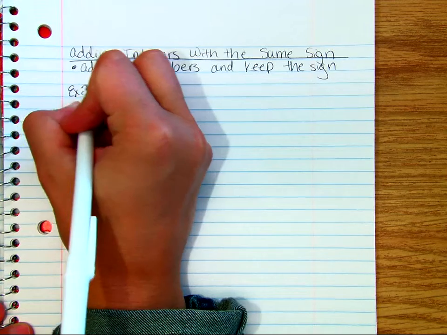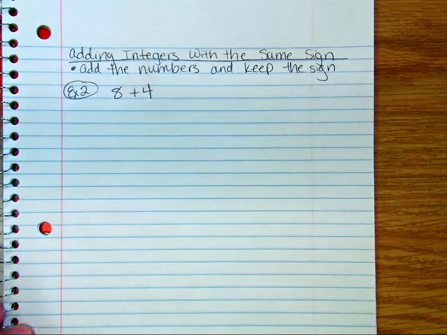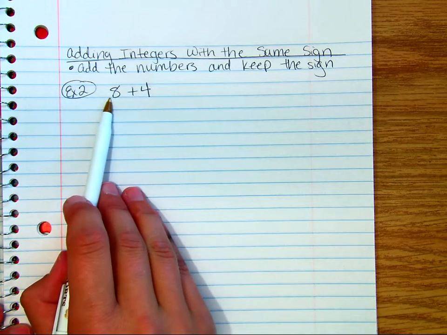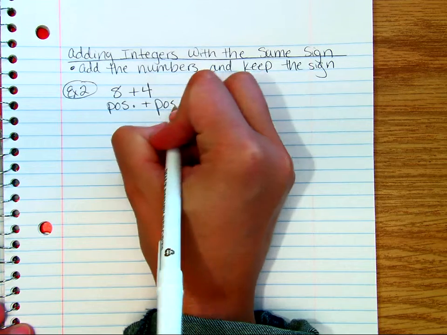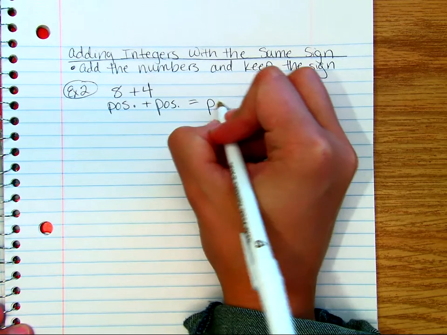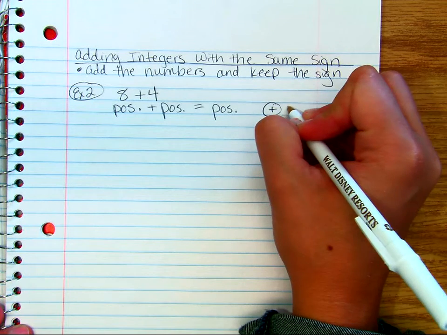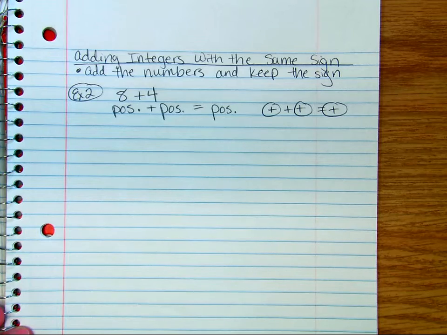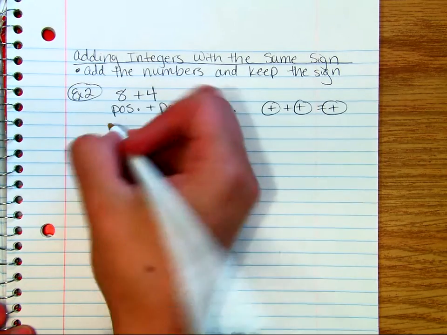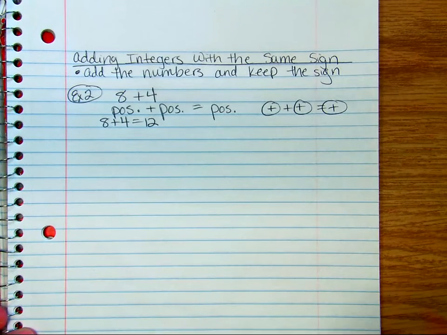So here's our second example. Let's say we had 8 plus 4. Okay? Both of these numbers are positive. So when we have a positive plus another positive, our answer is going to be positive. Some of you might want to write it like this too. Positive plus positive equals another positive. All right, so 8 plus 4 is a positive 12.